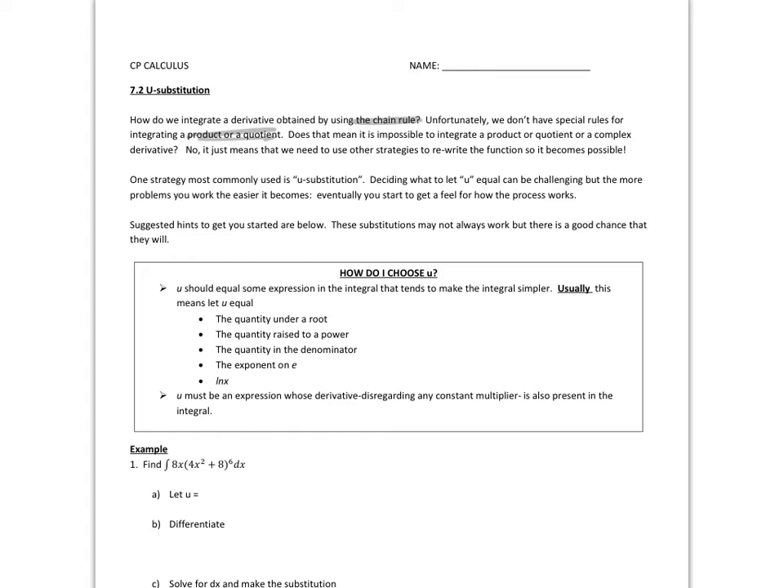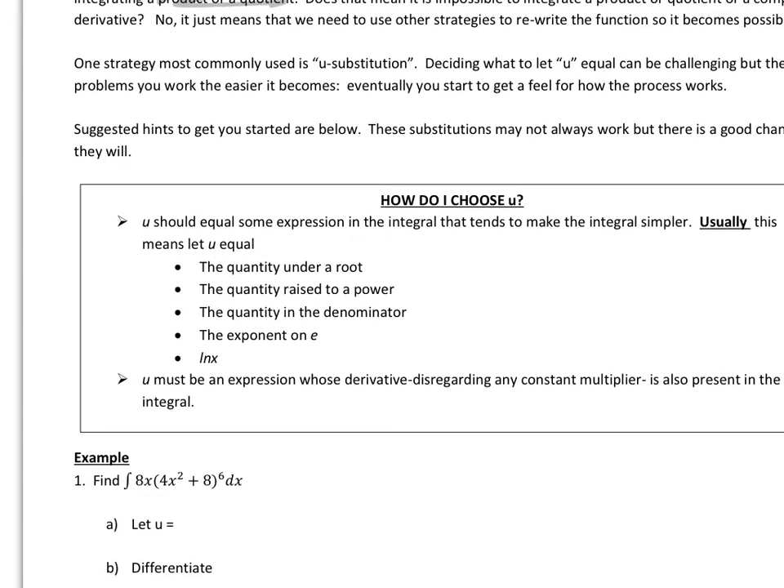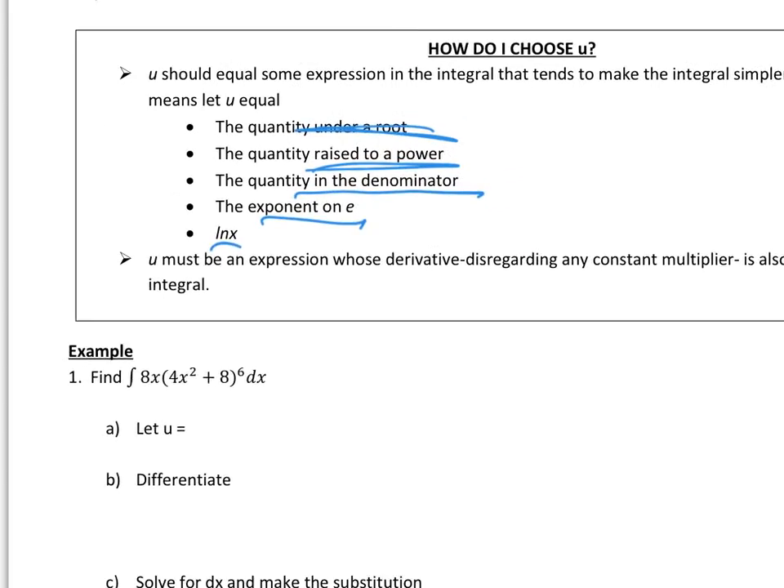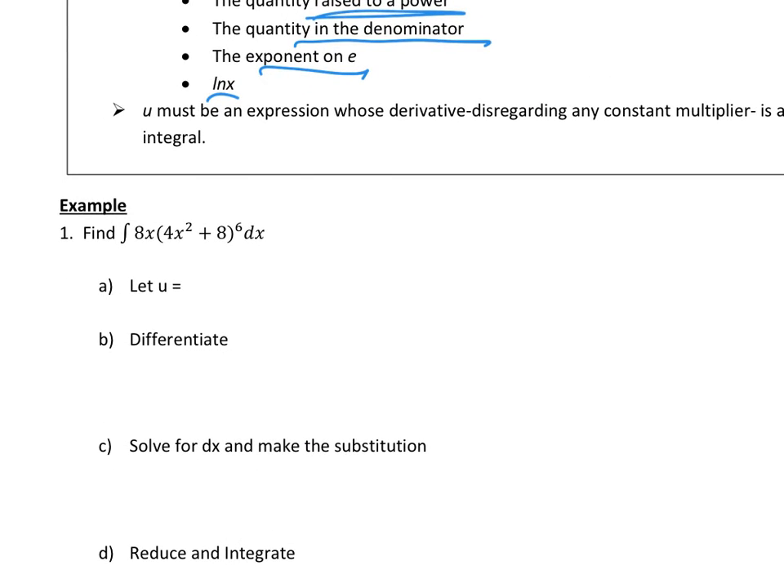So the question is, what do we use for the u? And what you're going to look for is when there is something like an expression under a root, or being raised to a power, or possibly in a denominator, an exponent of e, or a natural log. And again, you guys, these are situations that we'd normally look at kind of as an opposite of a chain rule, but we don't have that ability. So we are doing a substitution, and we'll go from there.